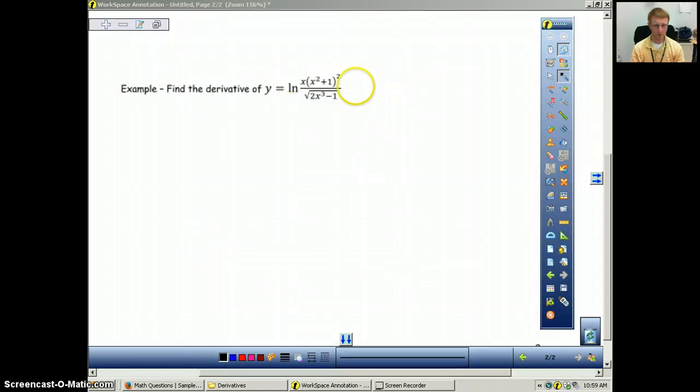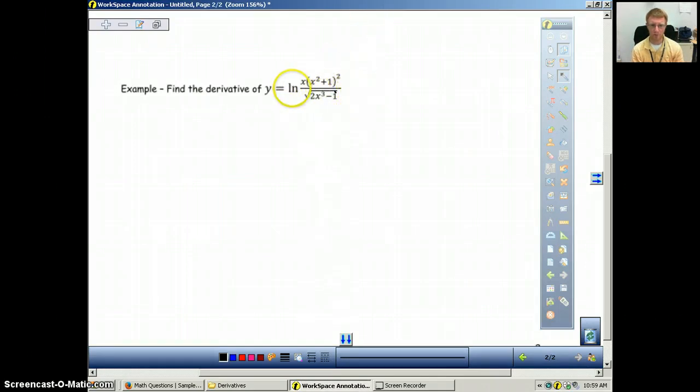So this one, while it seems like it might be really complicated, it actually isn't once we understand how to separate everything. So what I'm going to do is I'm going to rewrite this. Notice we have a multiplication of functions on top, okay? We have a division on the bottom. So I'm going to separate this one by one.